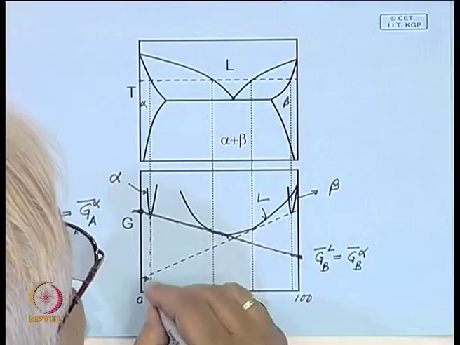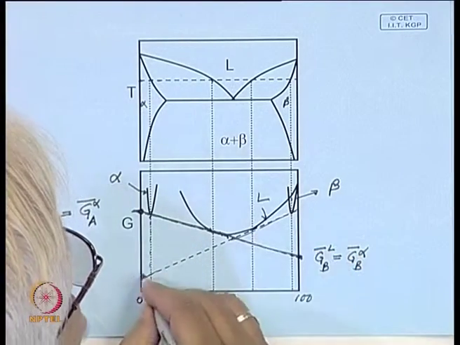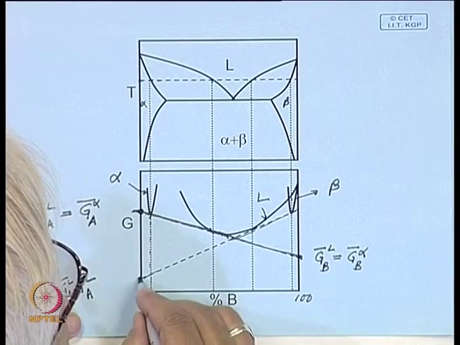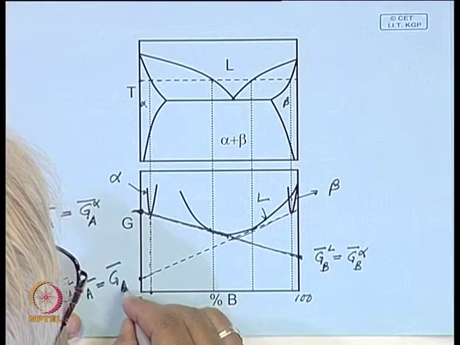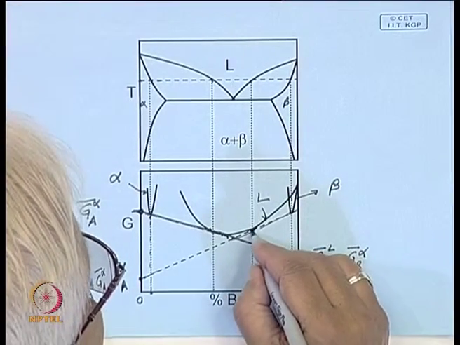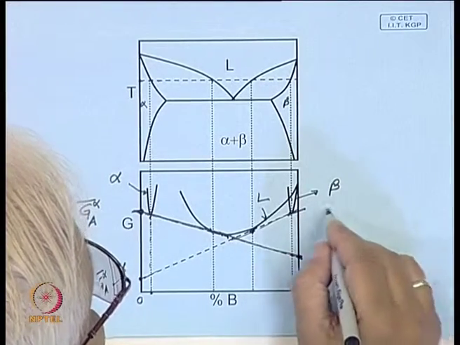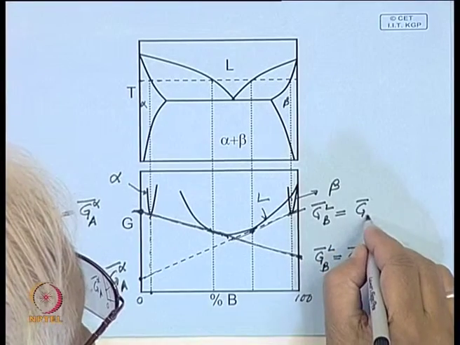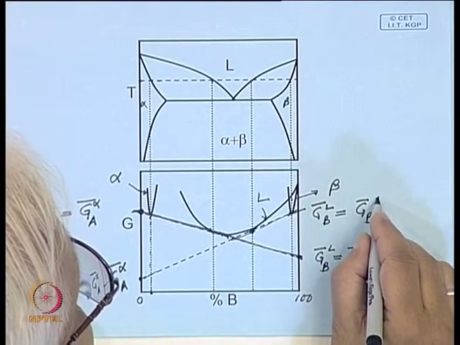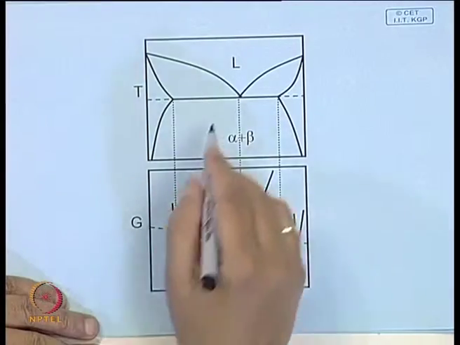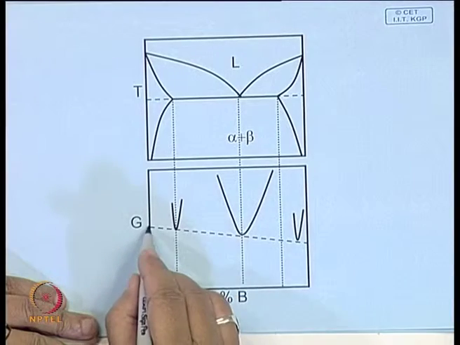In the same way, you have this equilibrium for the beta and liquid. So, this is the partial molal free energy of A in liquid is equal to partial molal free energy of A in beta. Similarly, here this is the partial molal free energy of B in liquid is equal to partial molal free energy of B in beta, this is the beta phase. Now, I will leave it to you to draw the same thing which is shown over here and label these points. So, at this particular temperature you have 3 phases coexisting.